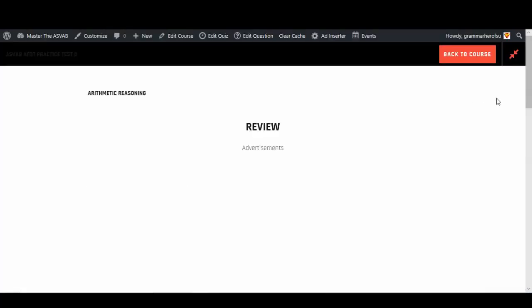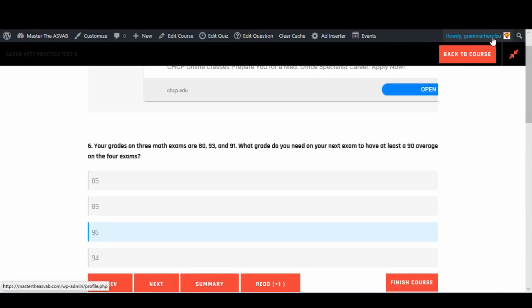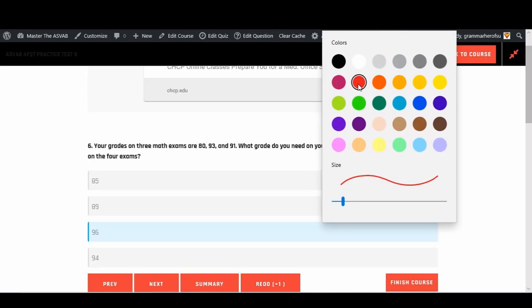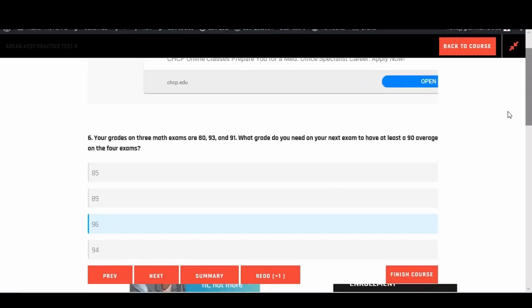To make this practice test, I actually went through, as I mentioned earlier, all of the other practice tests and pulled out what I felt were the good problems. So this is a really good approximation of what the ASVAB is going to be like.